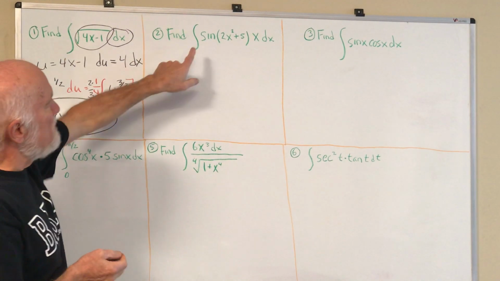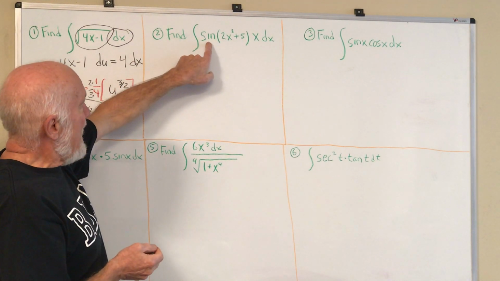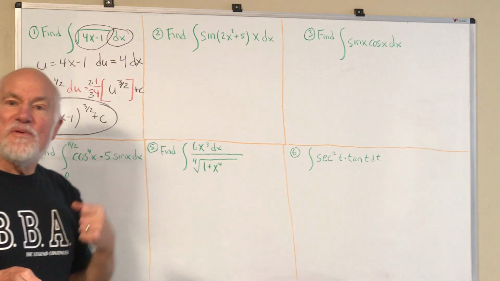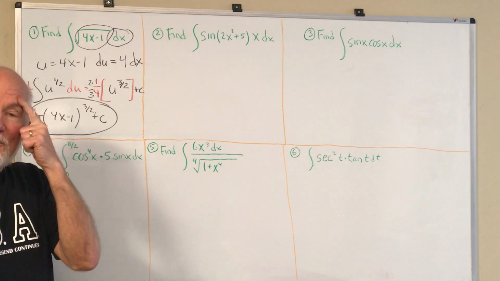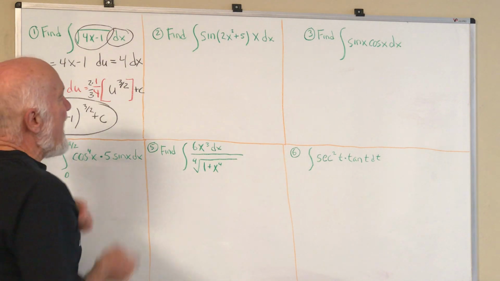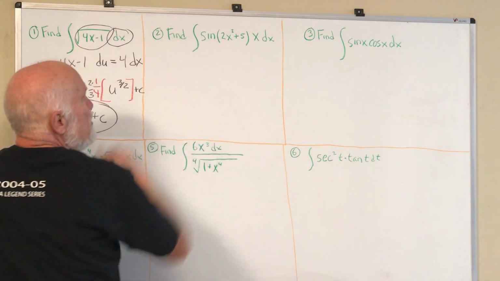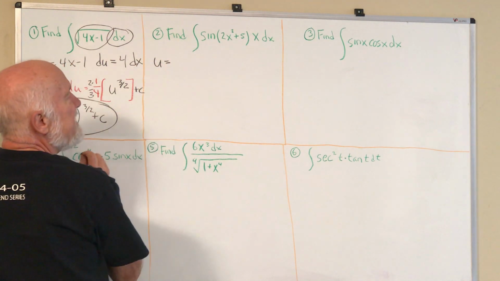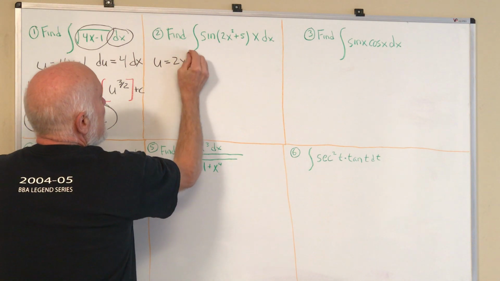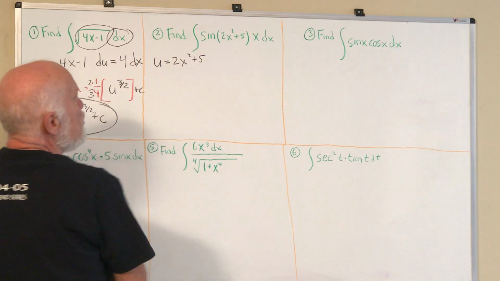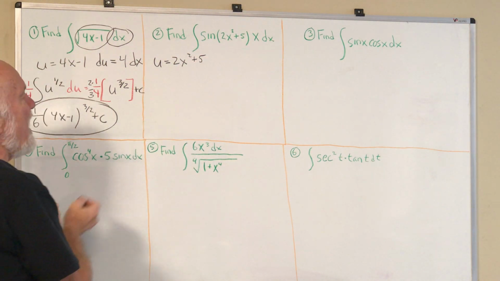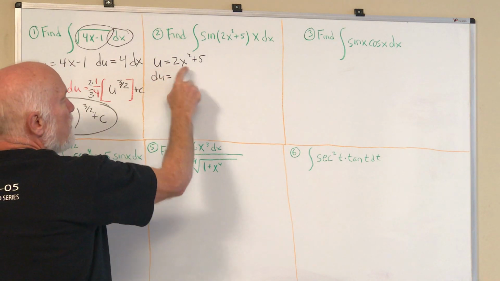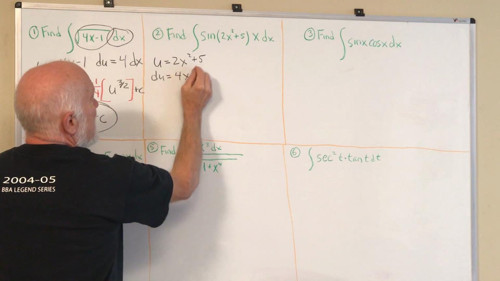Which one could this one possibly be? I'm thinking sine of u du. We kind of have to use our imagination a little bit. I can imagine this to be u. So if I can imagine that, let's write it down. Say u is 2x squared plus 5, so du is going to be the derivative of this times dx.